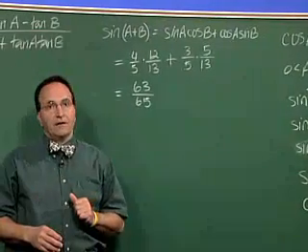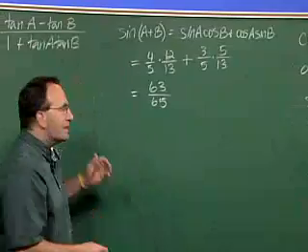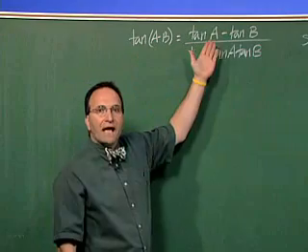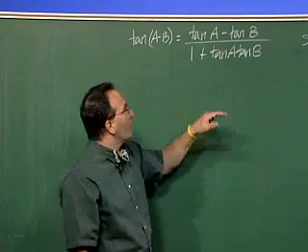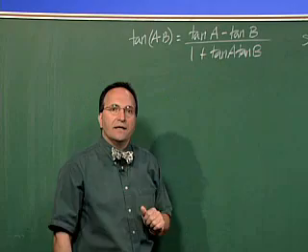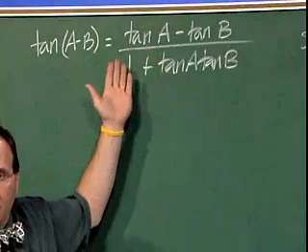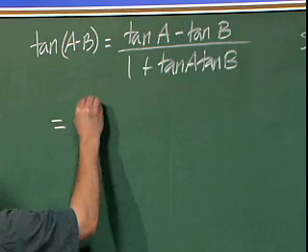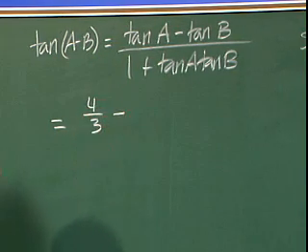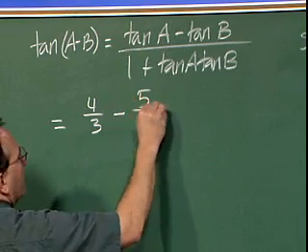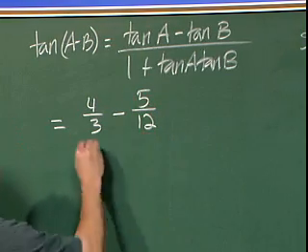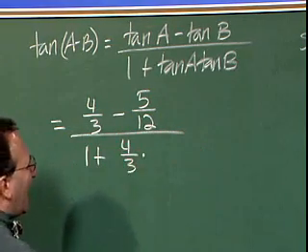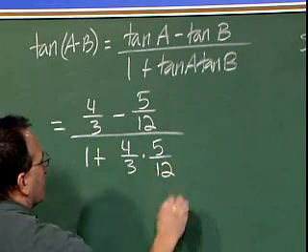Well, what about the tangent of A minus B? Again, I've pre-written out the tangent of A minus B, and that's equal to the tangent of A minus the tangent of B over 1 plus tan A tan B. And again, I did those calculations earlier, so we plugged them in. The tangent of A was equal to 4/3 minus the tangent of B was equal to 5/12. That's all over 1 plus the tangent of A, 4/3, times the tangent of B, 5/12.